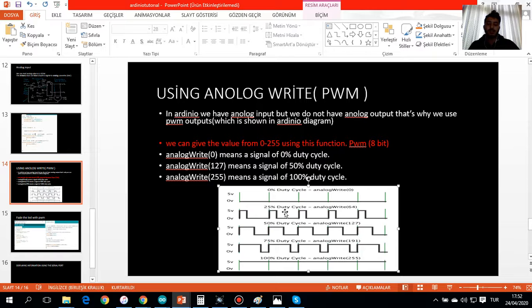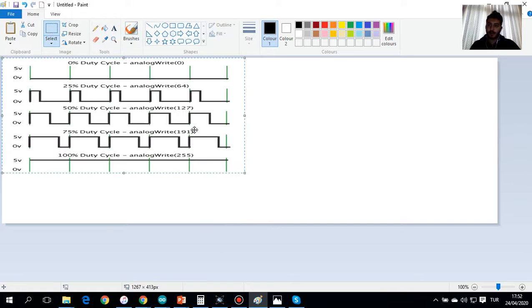But what exactly is the duty cycle? Let me copy it and go to Paint. Here we go guys, these are four different waves that I have here, and these waves have a period. This is one period, and during the period I can choose how much high I'm going to have.